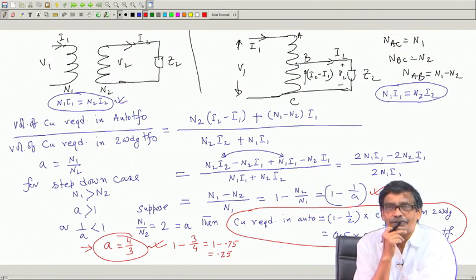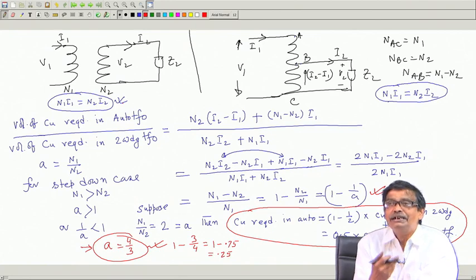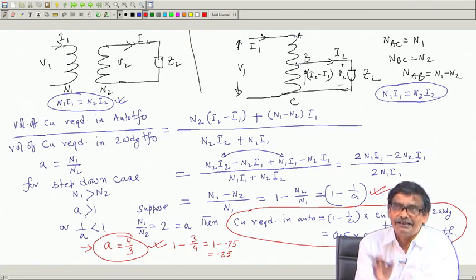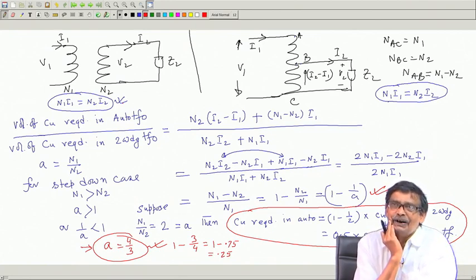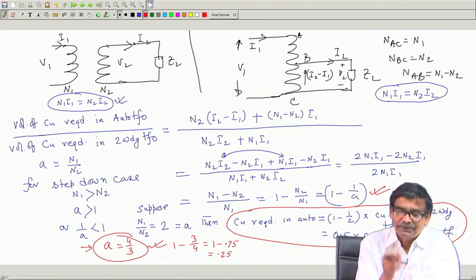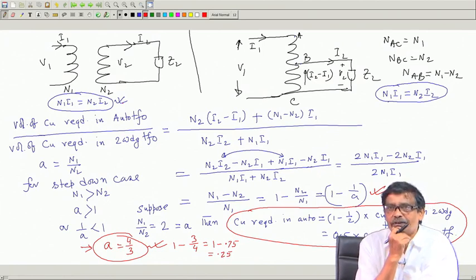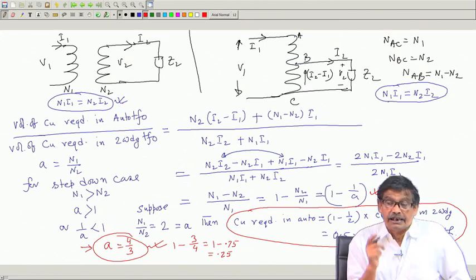But the story is not completed. If that were the case, then the two winding transformer would not have existed, is it not? No one would have used a two winding transformer, but that is not the case. There are other issues we have to consider. For example, I will tell you.